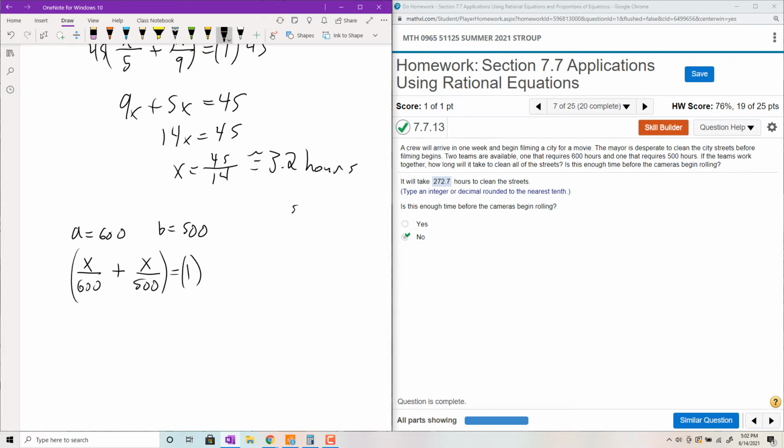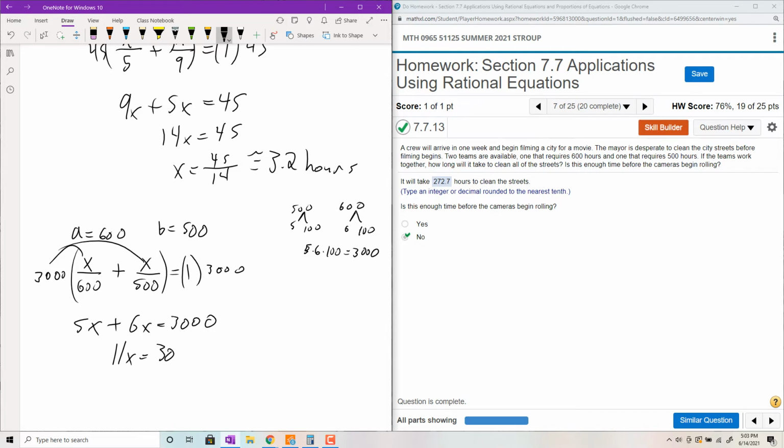In this case, 500 and 600. 500 is just 5 times 100. 600 is 6 times 100. So they both have 100. The one on the left's missing a 5, and the one on the right's missing a 6. So it would be 5 times 6 times 100, which is 3,000. Okay, so just multiply by 3,000. Distribute. Okay, so you'd end up with 5x plus 6x equals 3,000. 5x plus 6x is 11x. Divide by 11.